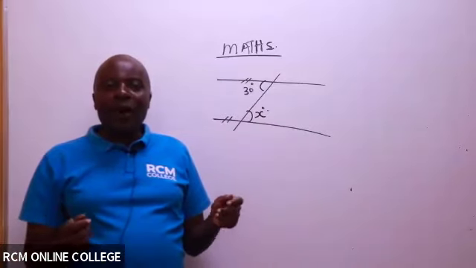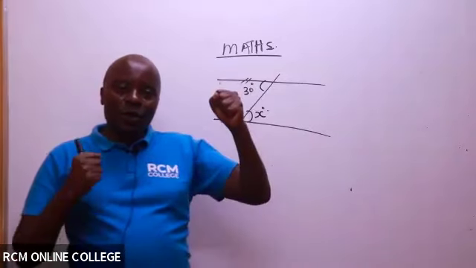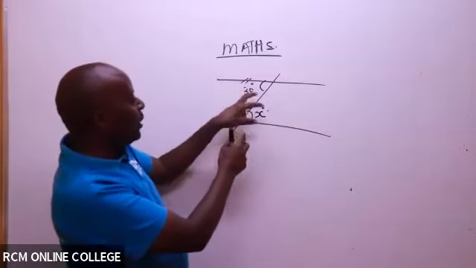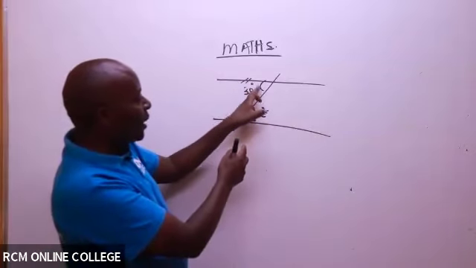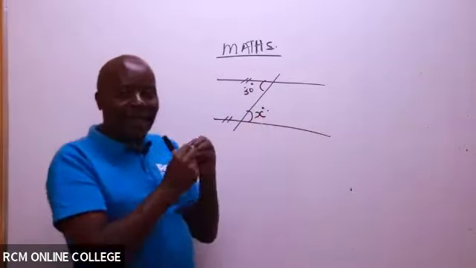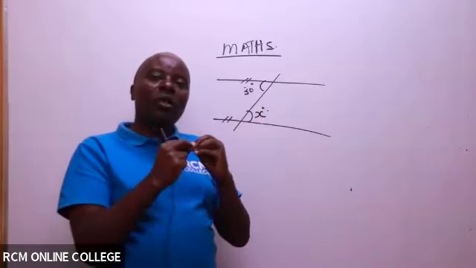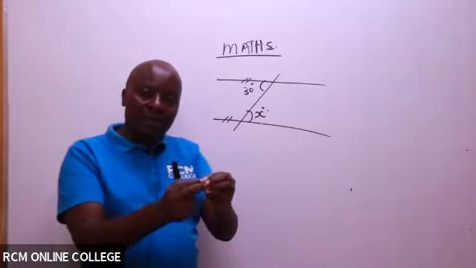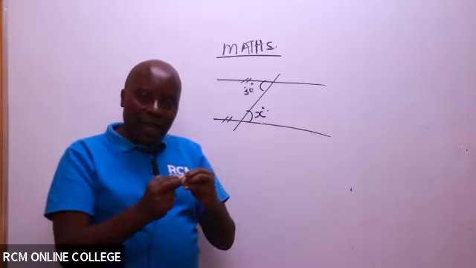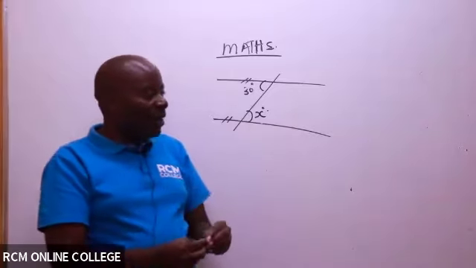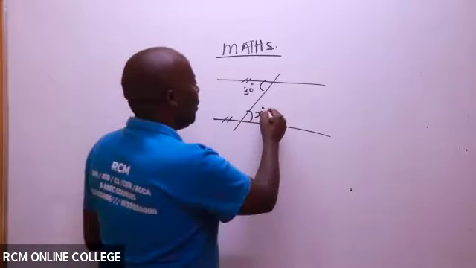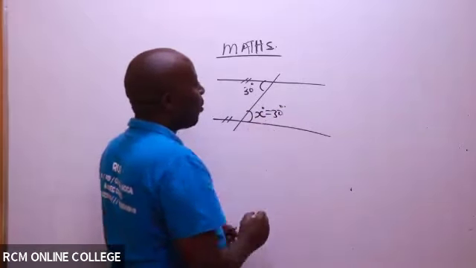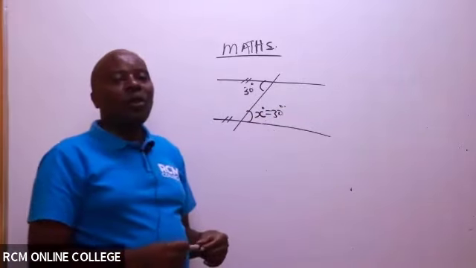30 is correct. Why? Because of what here? Alternate. You can see this one is like when you're walking, alternate. So this angle and this angle are alternate angles, and alternate angles will always be the same. So you're right. This x will be equal to 30 degrees. Why? This angle and this angle are alternate.